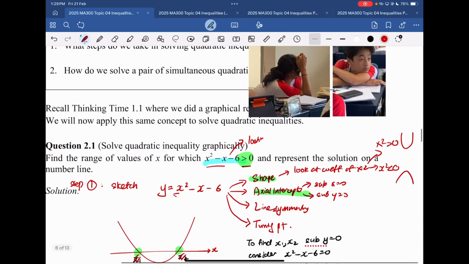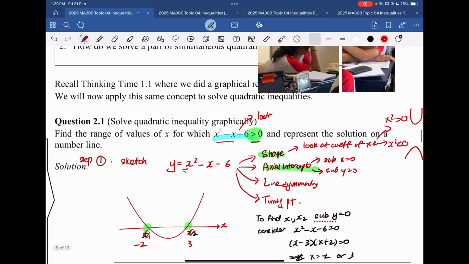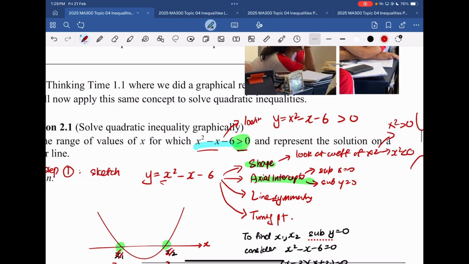Okay, so from here, x squared minus x minus 6 is this graph. Now we are looking at this graph, right? y equals to x squared minus x minus 6. Then we want it to be more than 0. Does it mean that actually I want my y to be positive? You all agree? Do I want my y to be positive?